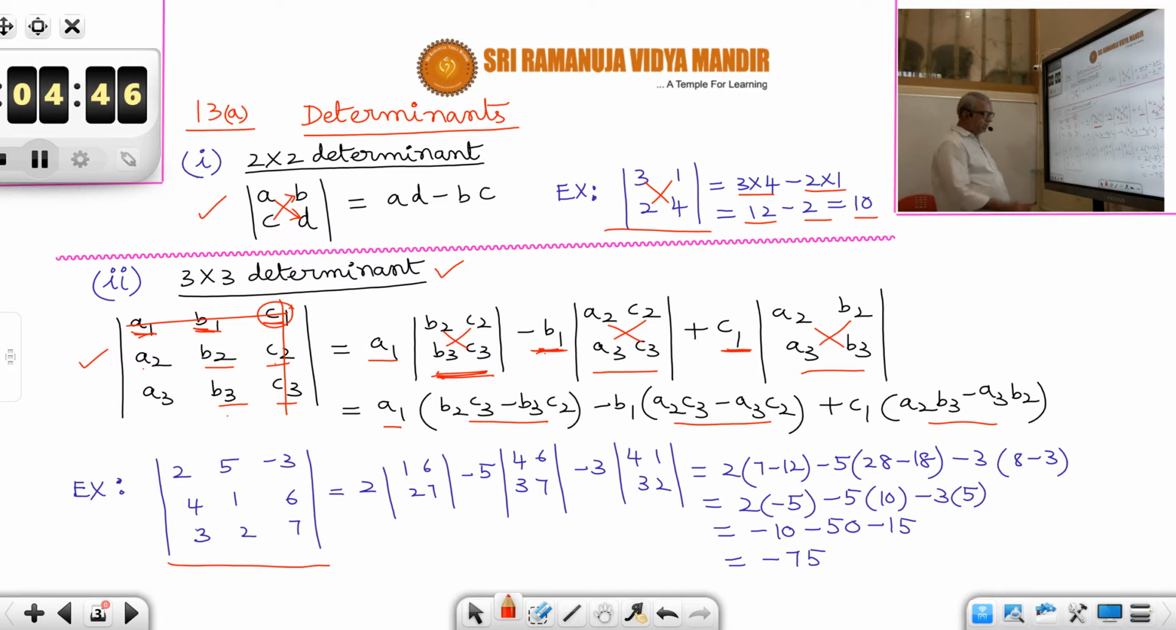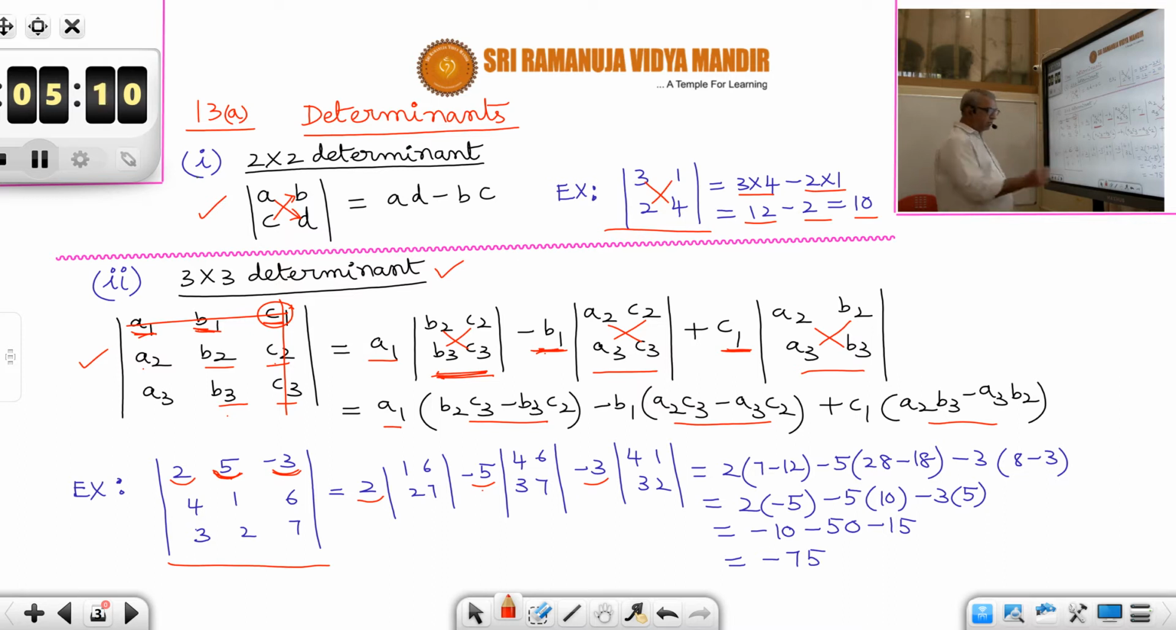Find the value of this determinant. So what are the first row elements? 2, 5, minus 3. I have taken 2 here. Then for the middle element I have to change the sign, so I have taken minus 5. Then the last element I take as it is, whatever it is there. Only for the middle element I just change the sign.